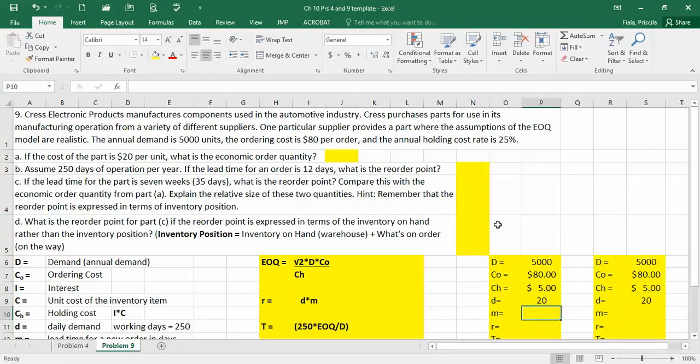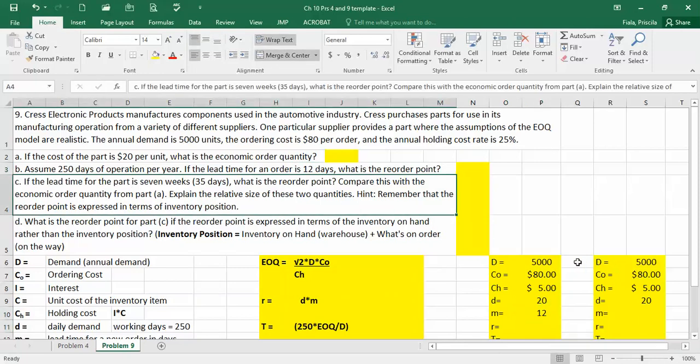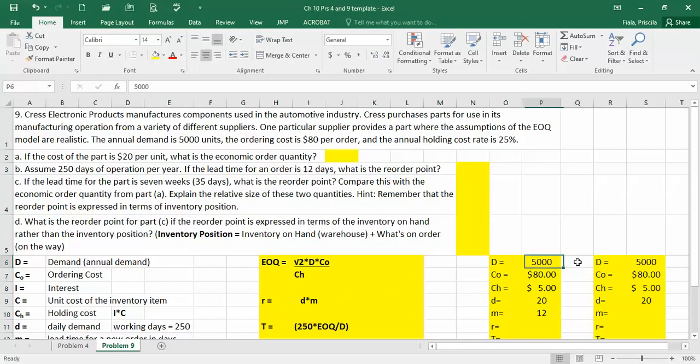Here is where it's going to change. My lead time for part B is going to be 12 days. If the lead time for an order is 12 days, so here my lead time is 12. But then on part C, which I'm going to label C and B so you know why I put it, the lead time for the part is 7 weeks or 35 days. That's where it changes.